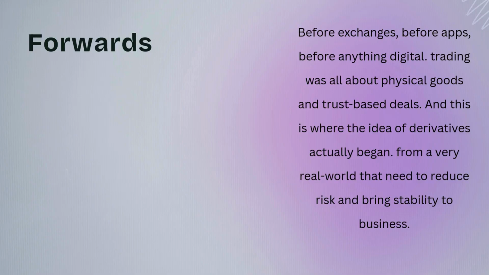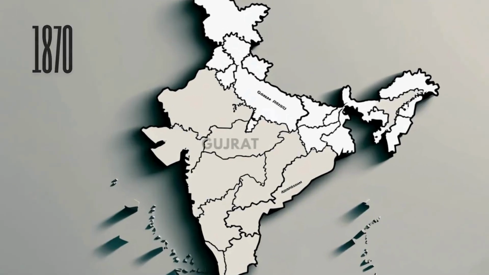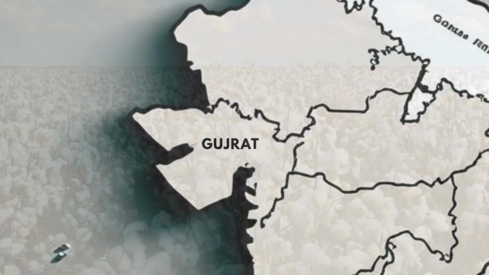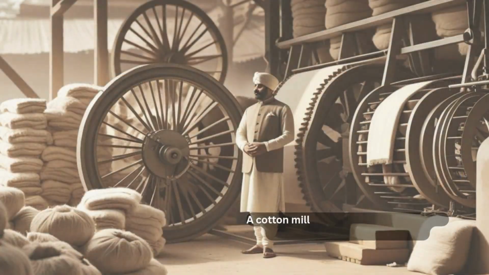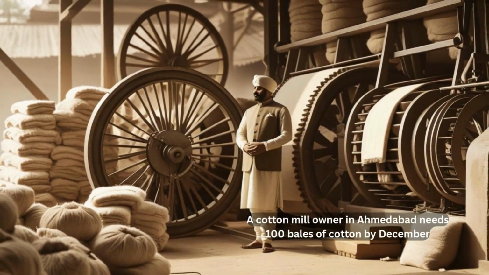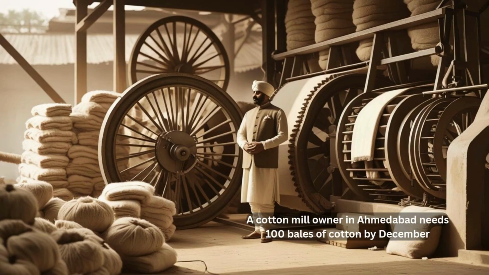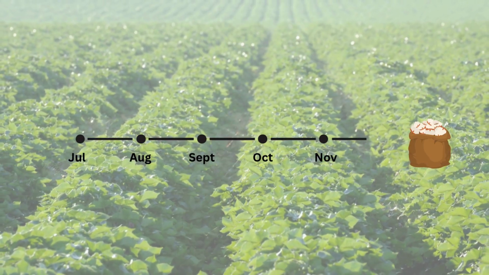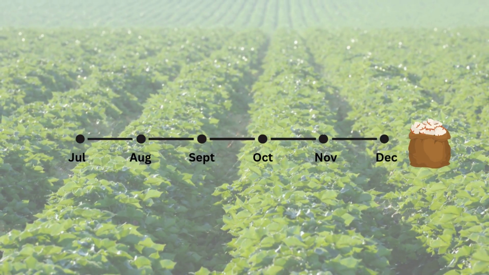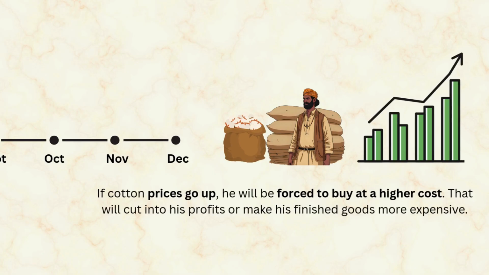Let's take a simple story to understand it better. Imagine that during 1870 in Gujarat, cotton farming is booming. The harvesting season will begin in November. A cotton mill owner in Ahmedabad needs 100 bales of cotton by December to keep his factory running. But here's the problem. It's July, and he doesn't know what the price of cotton will be 5 months from now. If cotton prices go up, he'll be forced to buy at a higher cost. That'll cut into his profits or make his finished goods more expensive.